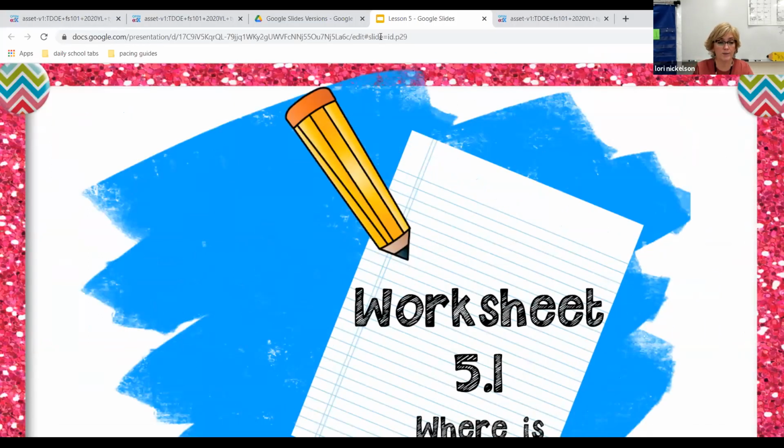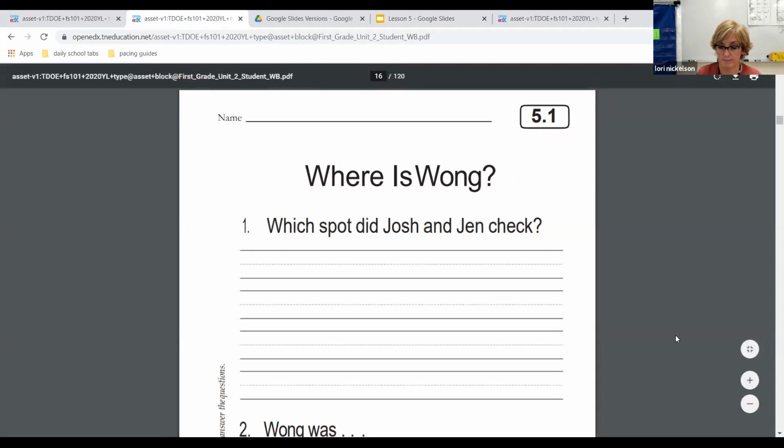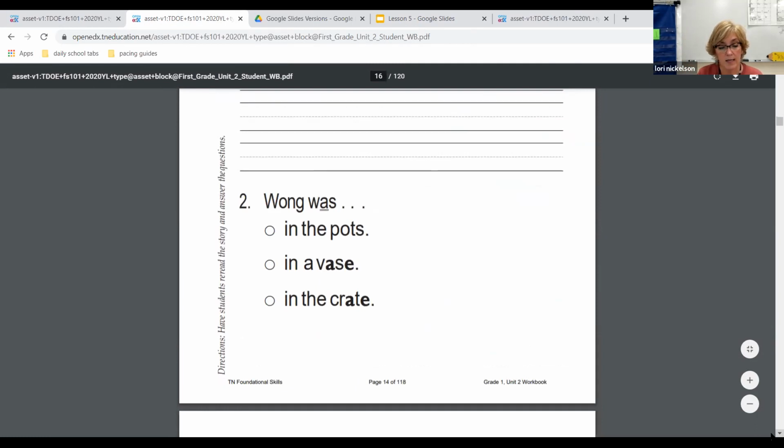Where is Wong? So where is Wong? Number 1, which spot did Josh and Jen check? So remember where they checked and make sure you write that for number 1. Let's look at number 2. Wong was in the pots, in a vase, in the crate. Make sure you mark one answer there.